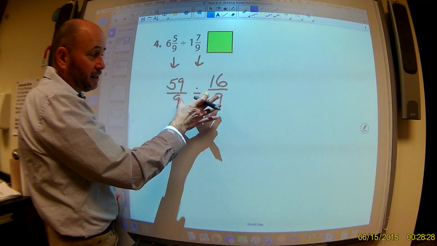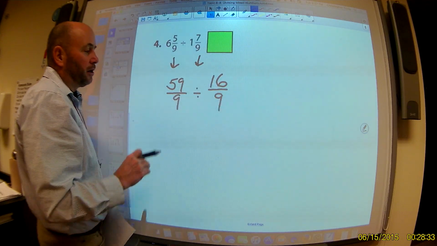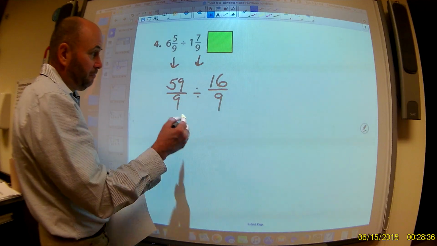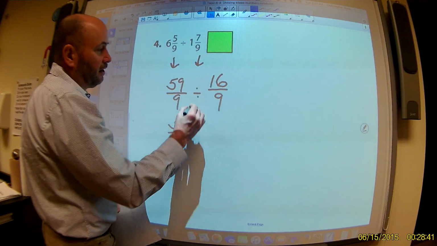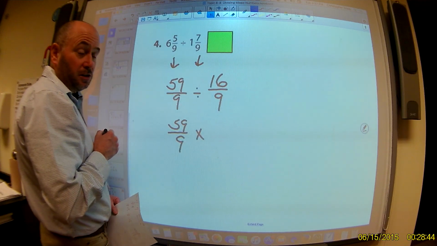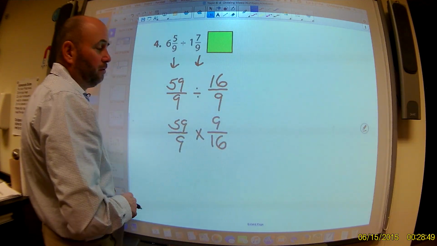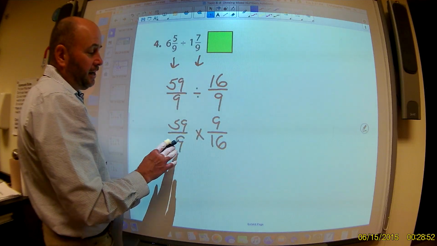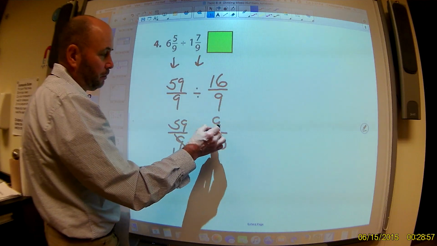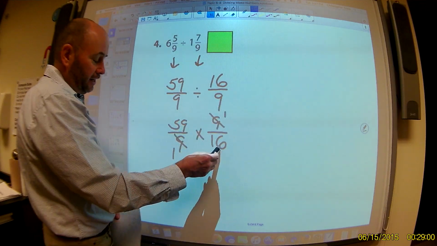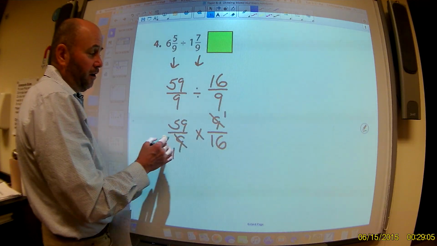Okay, now at this point, you might get tempted to simplify 9 and 9, but you don't need to. Okay, we're going to cross simplify if we possibly can. And so we have 59 ninths. We're going to switch to multiplication because we're now going to rewrite the reciprocal of 16 ninths. And now we can see that we can cross simplify. 9 will go into 9 one time. It will go into 9 one time. 59 and 16 are not compatible at any level, so they are going to stay the way they are.